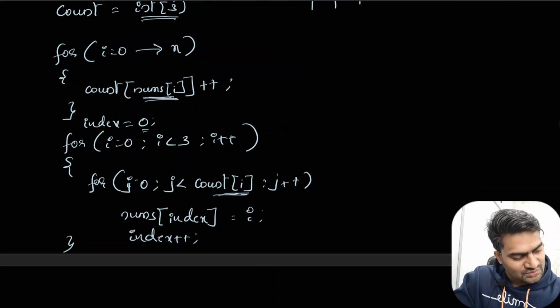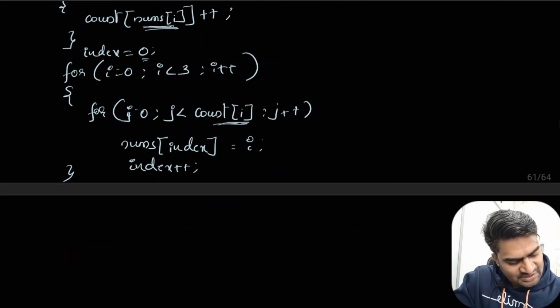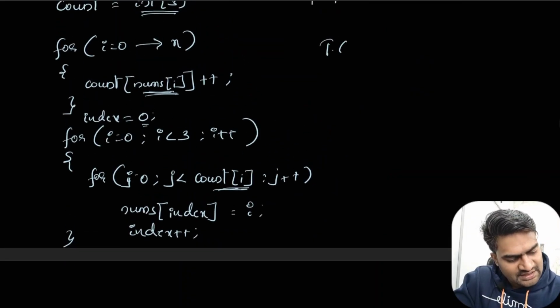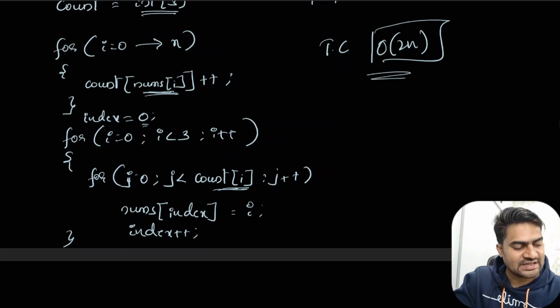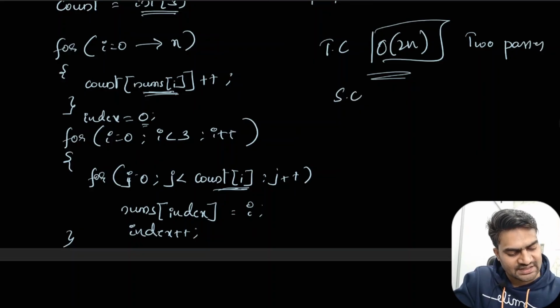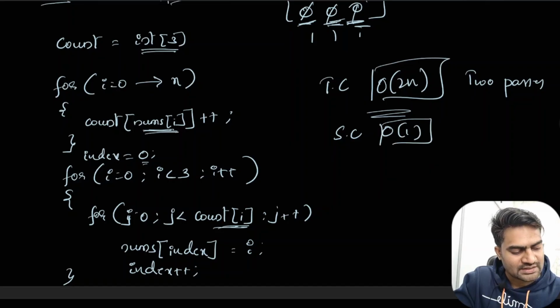So this also will be solved in O of n time complexity. That's why our time complexity, maybe here we can write, is of order 2n. So basically it uses 2 passes. Next our space complexity, since we are not using any extra array here, is of order 1.